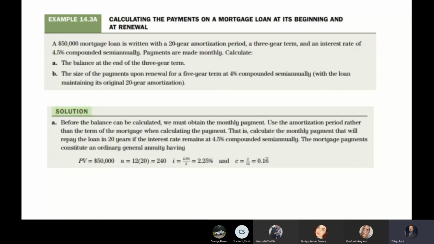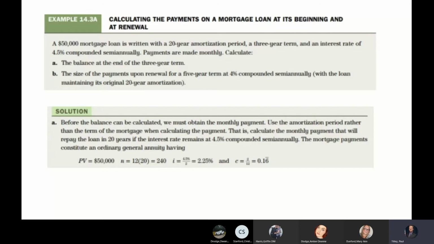So our present value is $50,000. It's being paid off over 20 years, so that's 12 payments times 20 years, 240 payments. The interest rate says it's 4.5, so we have to cut that in half to get the semi-annual rate, which is 4.5 divided by 2, that's 2.25%. Then we have to calculate the C value. The C value is the number of compounds divided by the number of payments, which is 0.16 repeating. So that's where all those numbers come from.